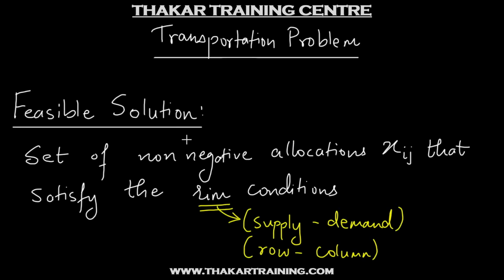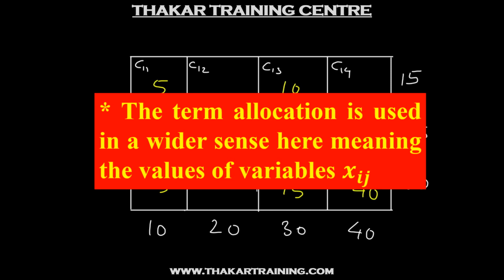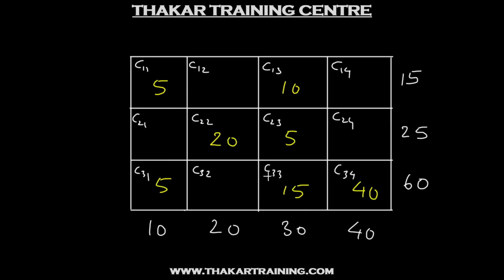Now what do we mean by a feasible solution? It is a set of non-negative allocations that will satisfy the rim conditions. So let's see if this solution is a feasible solution. The first requirement is that the allocations should be non-negative. We see that all the allocations are either positive or 0. So the first condition is satisfied, that these are non-negative allocations. The second condition is that it should satisfy the rim conditions, that is the supply-demand conditions.